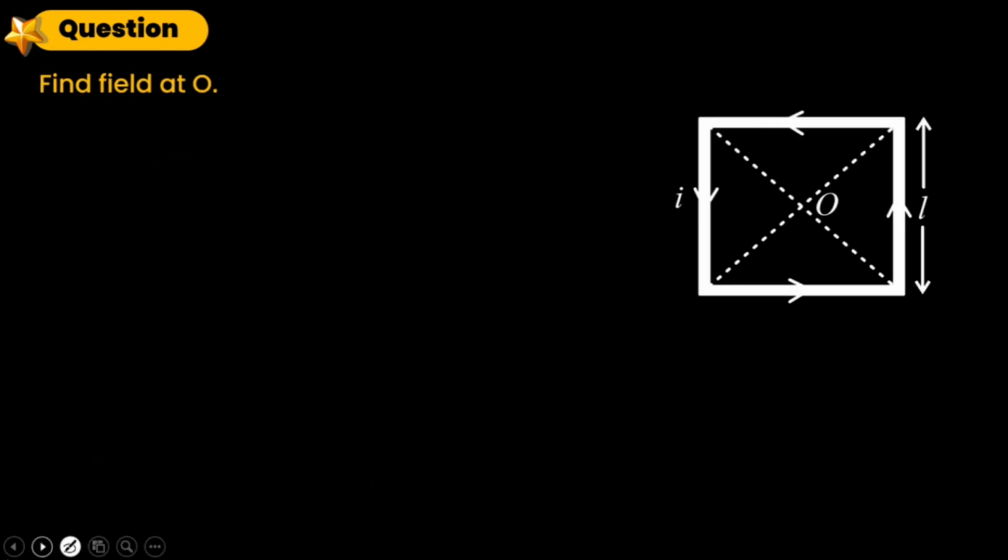Now, can we find the field due to this configuration at point O? Yes, we can. What we can do is consider these sides as four different wires, and because of every wire there will be a field at the center. So this is supposed to be the square.